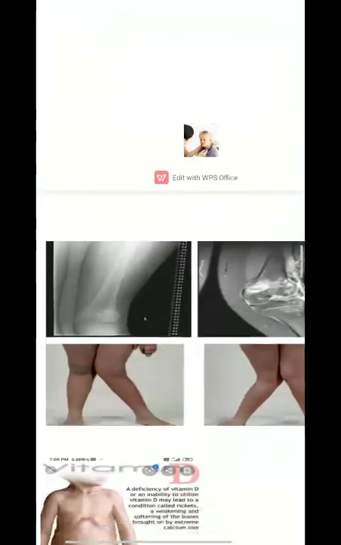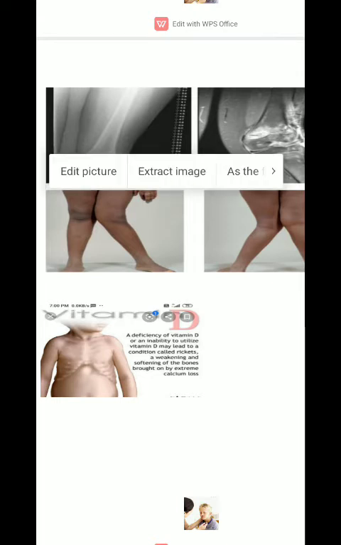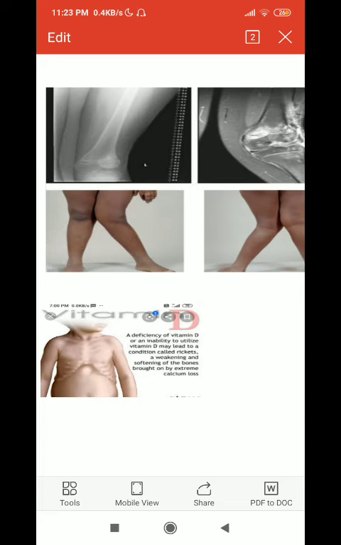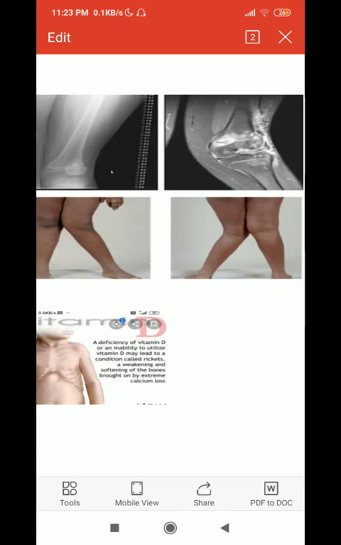Now the deficiency disease, which is the next one, is caused due to the deficiency of vitamin D, and that is rickets. Rickets is a condition that affects bone development in children. It causes bone pain, poor growth, and soft, weak bones that can lead to bone deformities. Adults can experience a similar condition known as osteomalacia or soft bones. As you can see in the picture, the bone deformity is there.